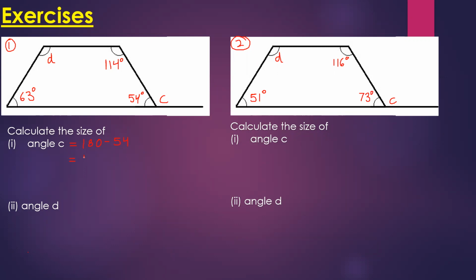Okay, I see what you're saying. Okay, 180 degrees minus 54 is going to give us what? 126. 126 degrees, very good.